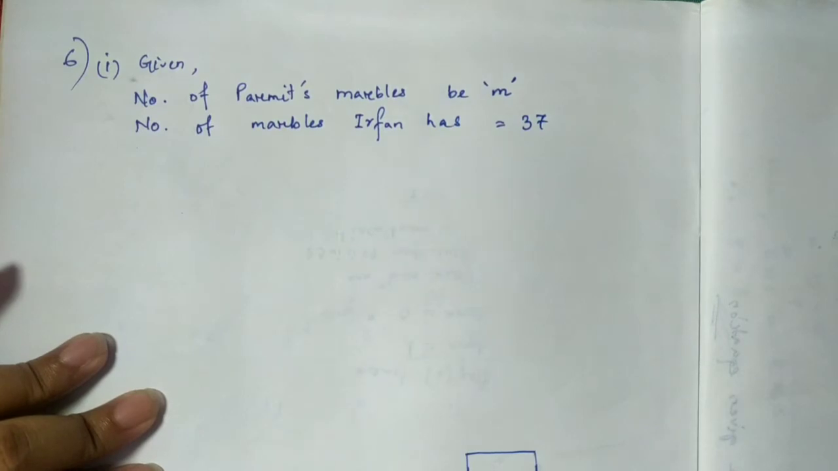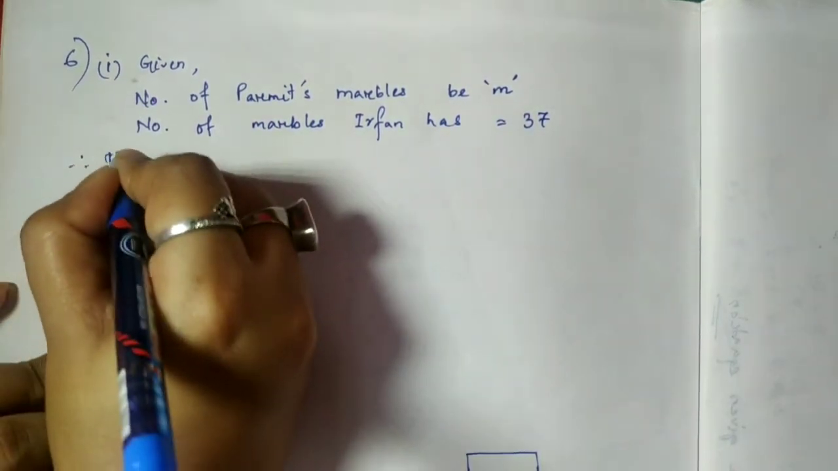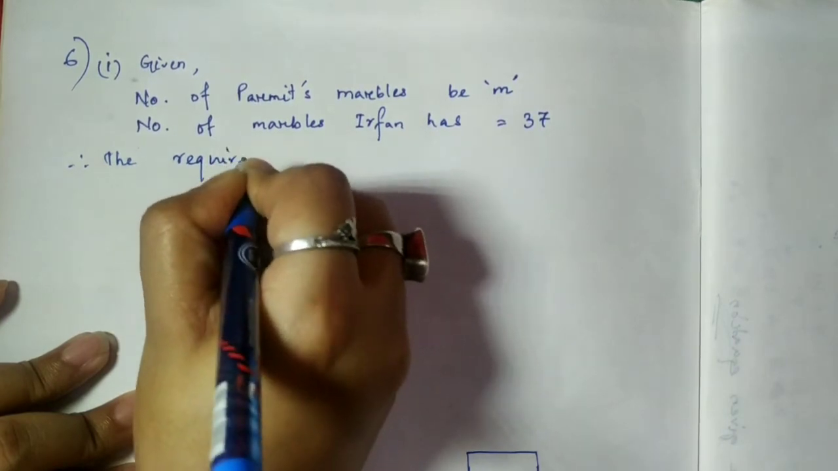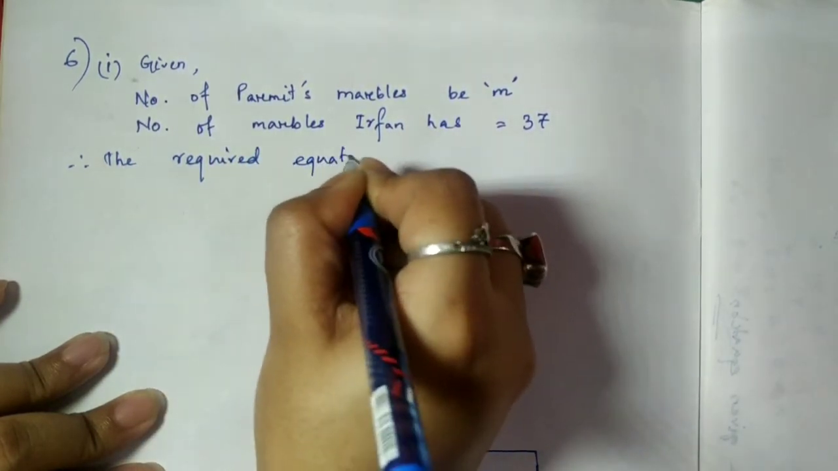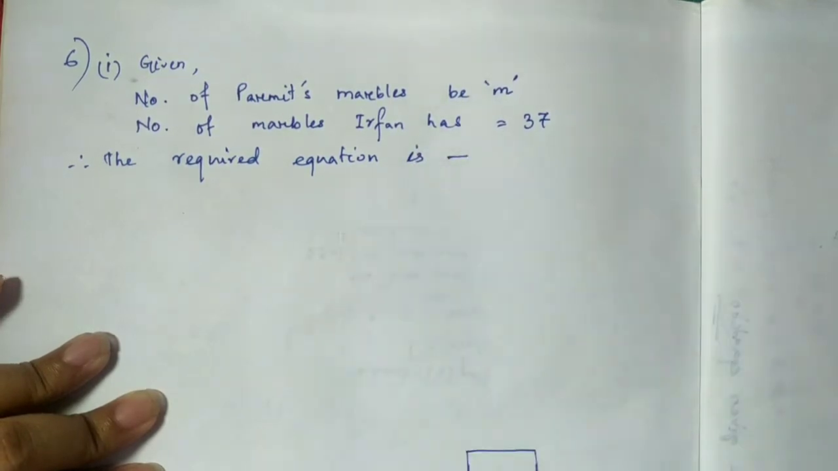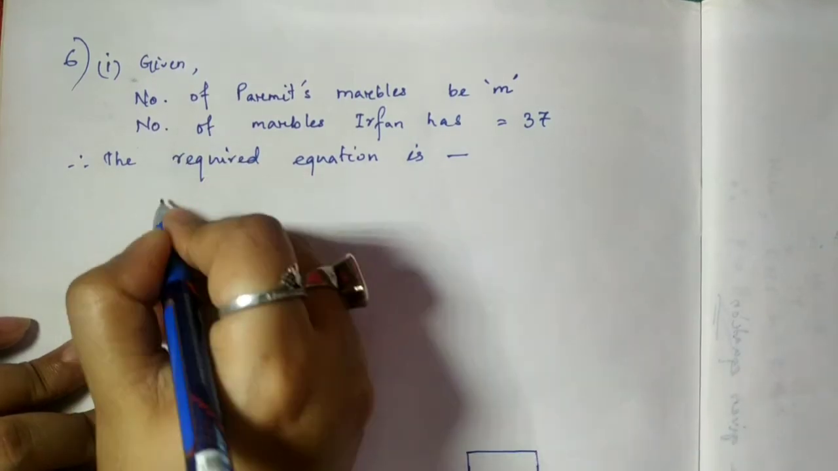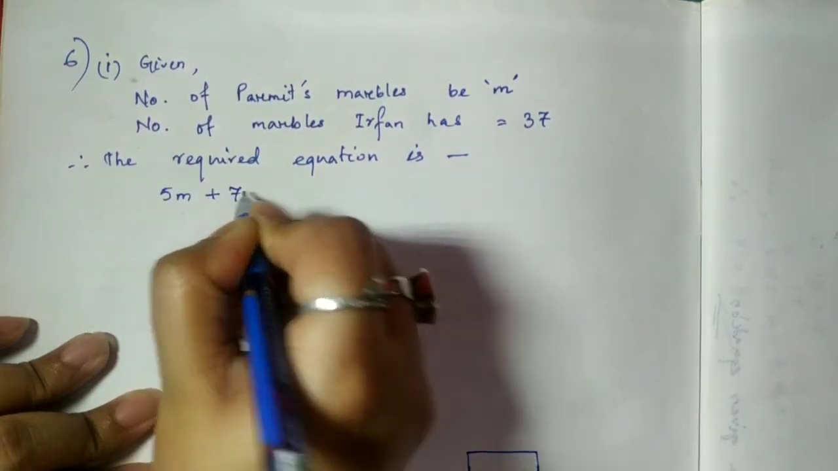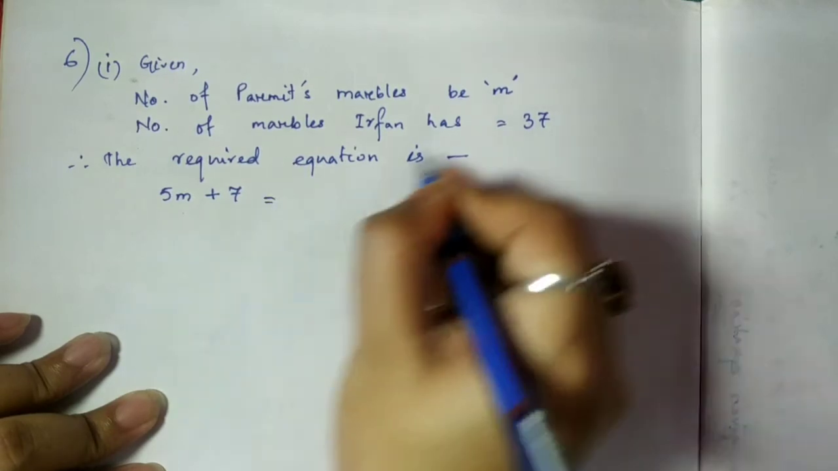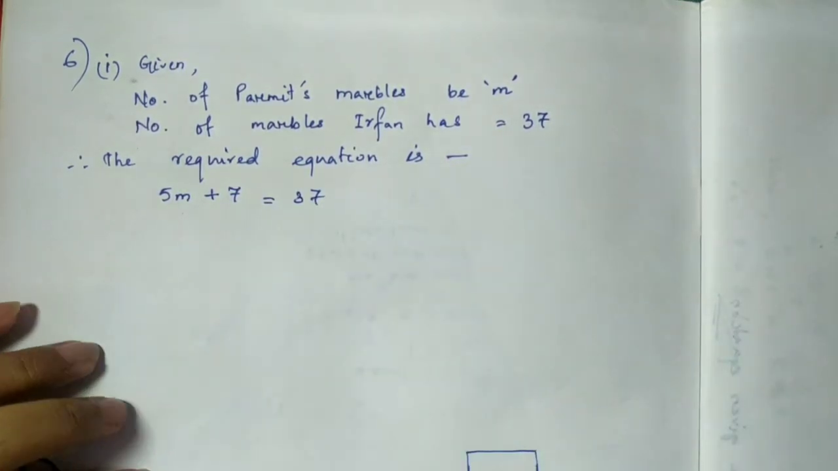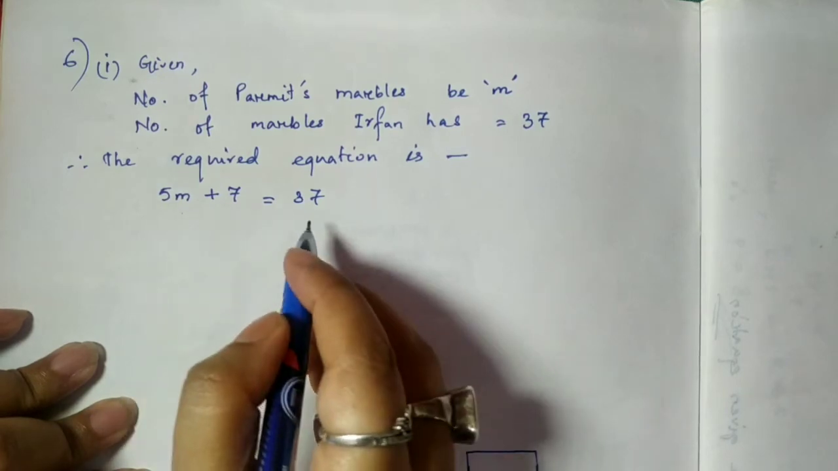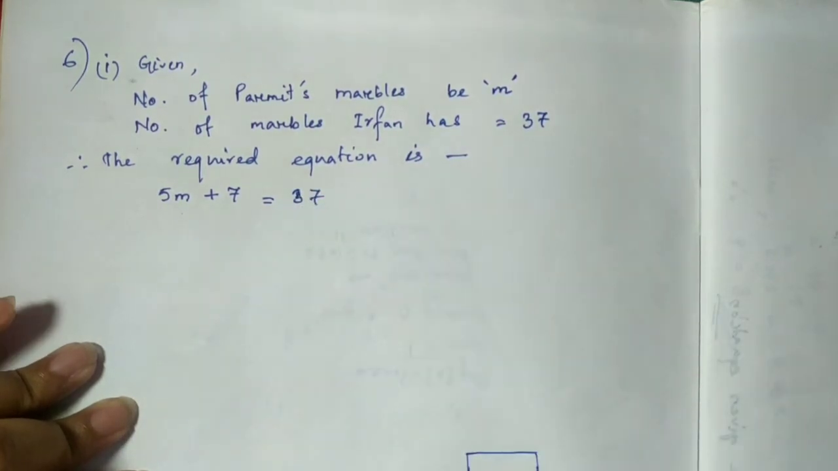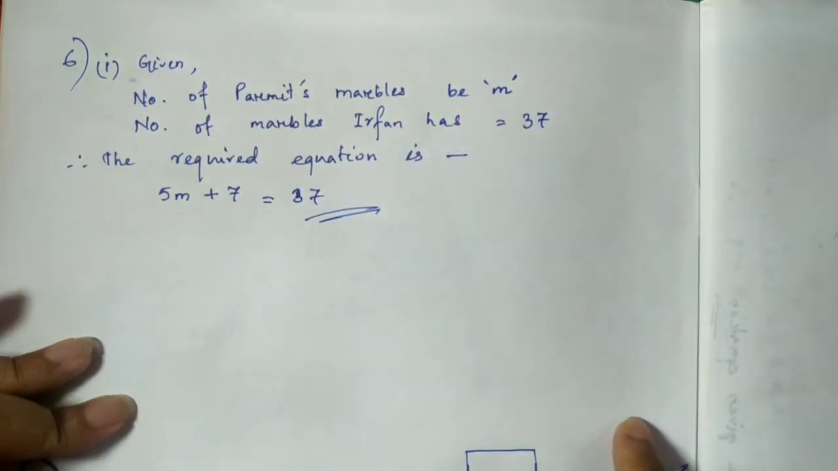So how will my equation look? Therefore the required equation is, so I'll write down the equation. To write the equation we have to go back to the question. Irfan says he has 7 marbles more than 5 times. So 5 times means 5m plus 7, and how much Irfan has, it's given as 37. So this is my equation, 5m plus 7 equal to 37. Okay, so this way we write down the equation, but the statements are necessary here.